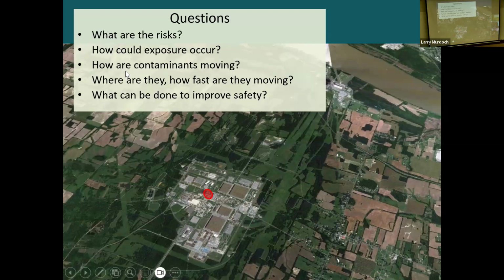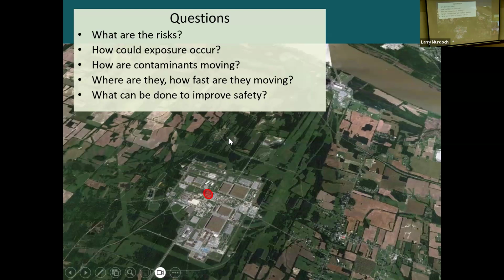And it could happen if there are contaminants that are moving to some place where the people or ecosystems are. So that would lead to the next question: how are the contaminants moving? Where are they, and how fast are they moving? And what can be done to improve safety? So these are all questions that would essentially pose a problem to be solved by groundwater professionals.